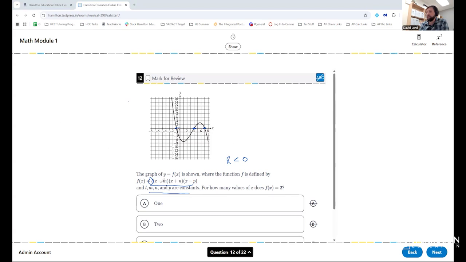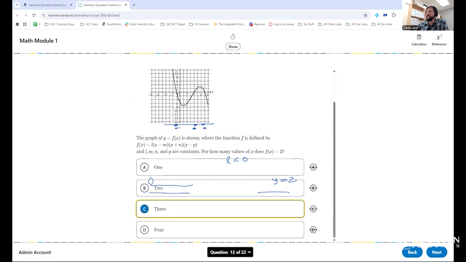So even though it says x minus m, M could be 7, it could be 4, it could also be negative 1 to make it true. For how many values of x is f(x) equal to 2? Well, f(x) equals 2 is actually a horizontal line. And if we draw a horizontal line from y equals 2, we hit the graph 1, 2, 3 times. So since we hit the graph 3 times, there are 3 values of x where this is true.